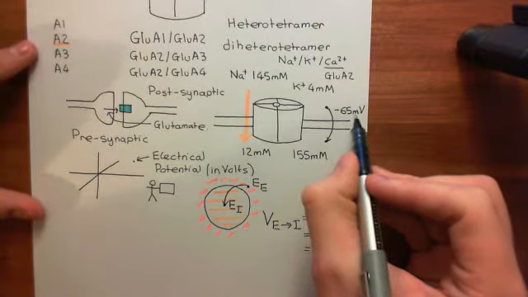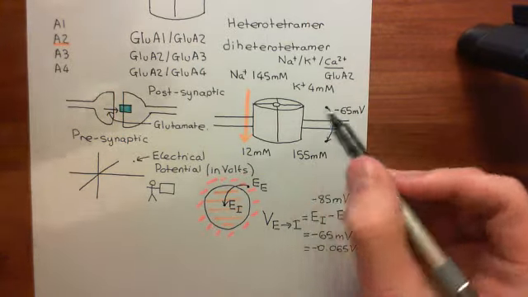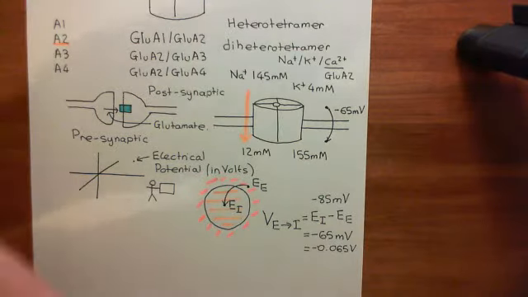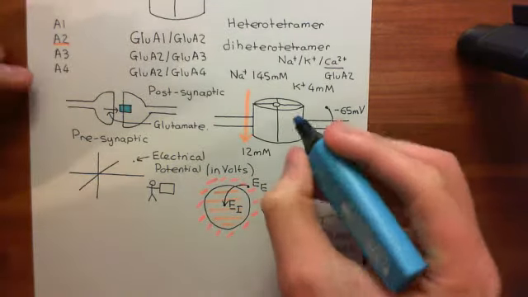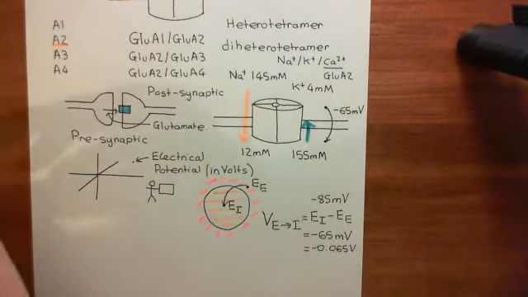We are only at negative 65 millivolts, so this is not strong enough to completely stop the movement of potassium out. However, it will weaken it considerably. So you're not going to get that many potassium ions going out, so I draw a little arrow there.